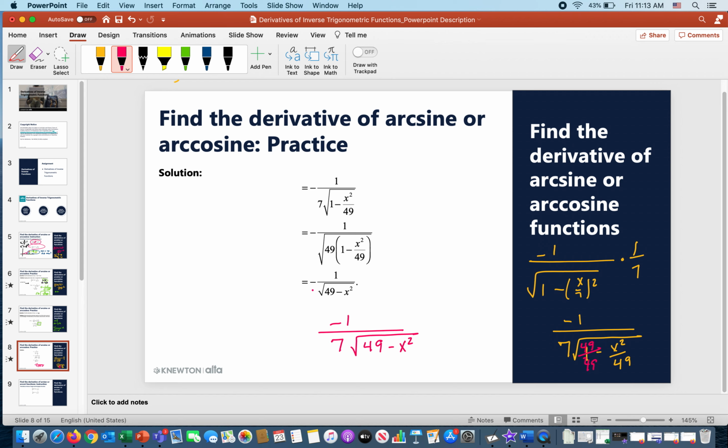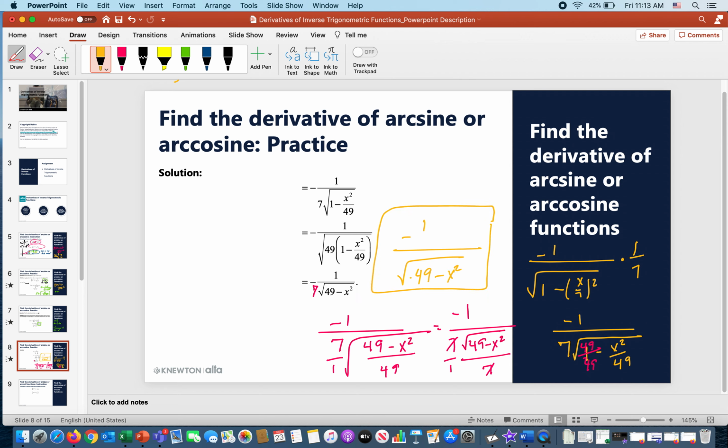So I think they may have left the 7 out in front of here. I'm not sure why they did that, but well, I do know why. I made the mistake this time. So I've got the square root of this fraction. This is 7 over 1. So when I take the square root of a fraction, remember that I have 7 times the square root of the top, which is just going to be this term here, over the square root of the bottom. So the square root of the bottom is 7, right? And those 7s cancel. So that's why we list our final answer as -1 over the square root of 49 minus x squared.